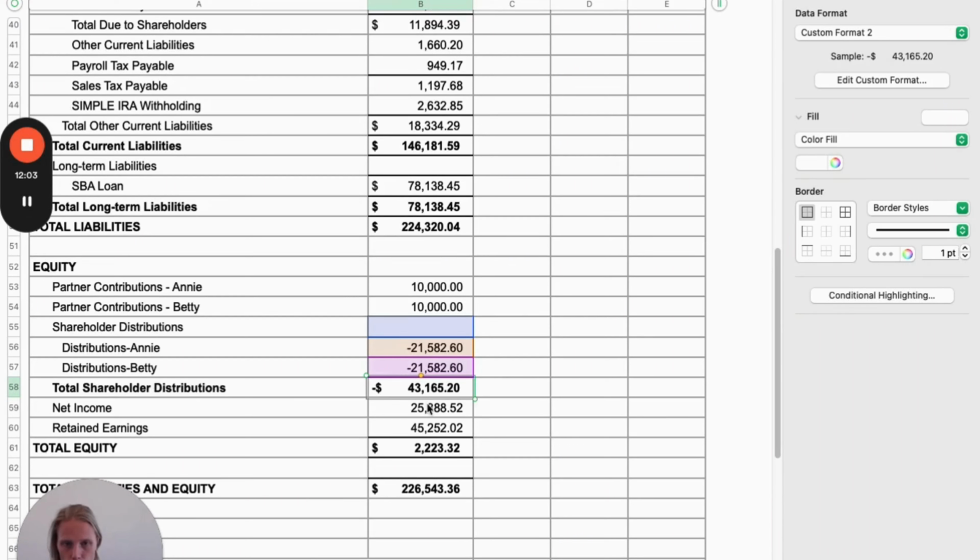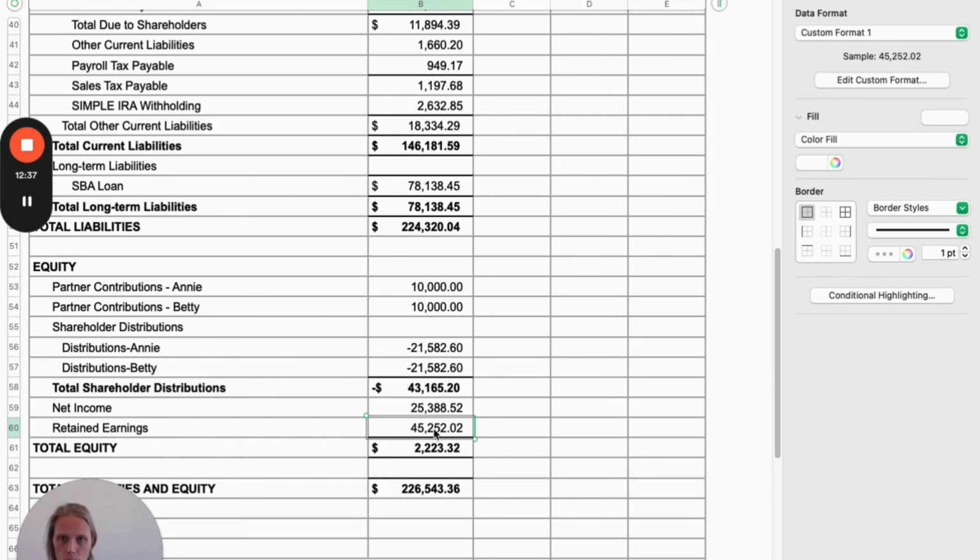ABC Salon also has $25,000 of current year profits. So it's great to see that they are profitable on the year. And they have $45,000 in the account that's called retained earnings. So retained earnings is a number that represents all of the past profits and equity of the business. It usually only changes once per year. As we come into January of a new year, the net income for the prior year rolls into retained earnings. And then that number is set for the year, and the net income number starts over for the year.